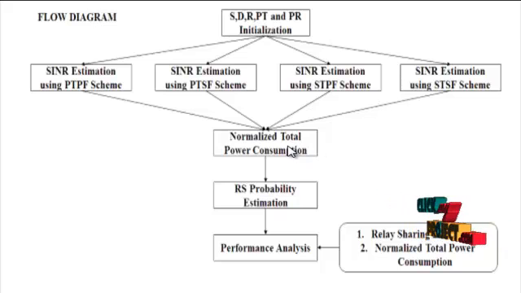Then the normalized total power consumption is considered. The scope of this section is to reduce the normalized total power consumption of both users by adjusting the CU's transmit power. Then the RS probability, which characterizes the relay sharing opportunity for both the PU and the CU, is defined as a probability. Finally, the performance has been analyzed. Here, the relay sharing probability and normalized total power consumption plots have been analyzed.